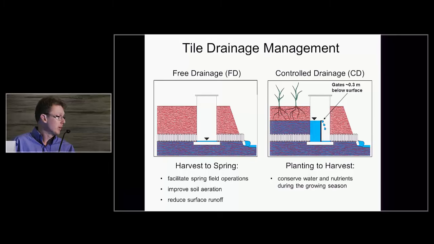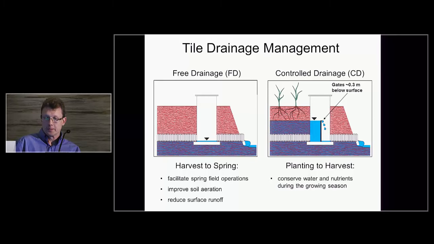Free drainage is typically what the fields are in between harvest and spring. That allows farmers to get onto the fields earlier, improves the soil aeration, and reduces the amount of surface runoff. So by raising the water table during the year with controlled drainage, we can hopefully conserve water and nutrients in the root zone to promote plant growth. Now, it's important to realize here that we talk about reducing surface runoff by lowering the gates and the control structure. By reducing surface runoff, we're also hoping to reduce the losses of phosphorus via surface runoff.